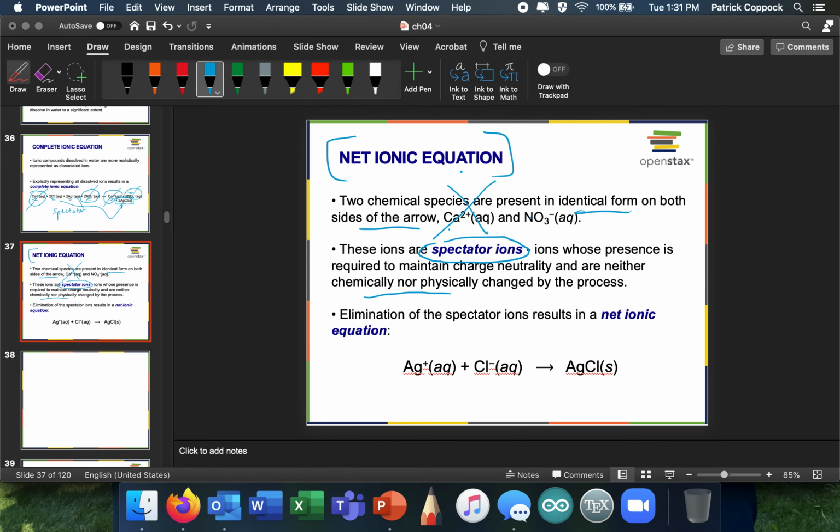Net ionic equation looks like this. I have silver, which is aqueous, and chloride, which is aqueous. When they see each other, they say, hey, baby, let's precipitate. That is the net ionic equation.